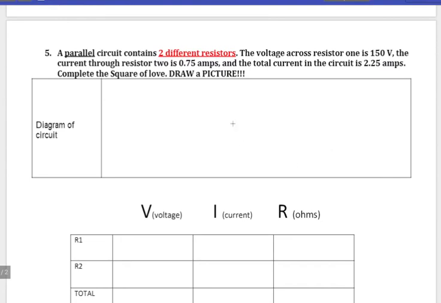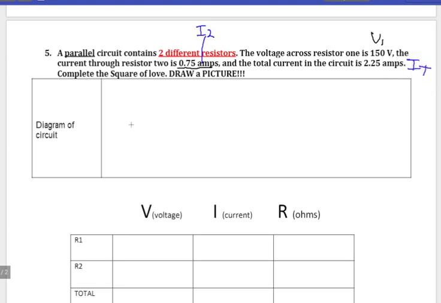A parallel circuit contains two different resistors. The voltage across resistor 1 is 150 volts. I'll write V1 here. The current through resistor 2 is 0.75 amps. So I will write I2 here, saying that this is the current through resistor 2. And the total current of the circuit is 2.25 amps. And I'll just write IT here.